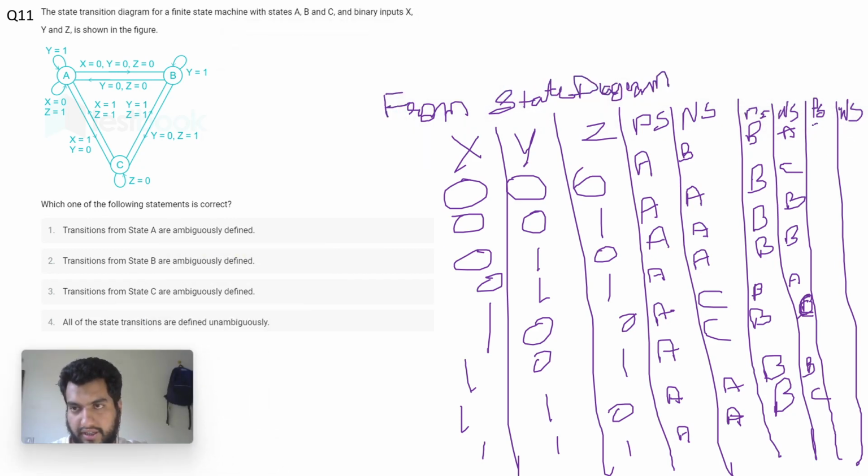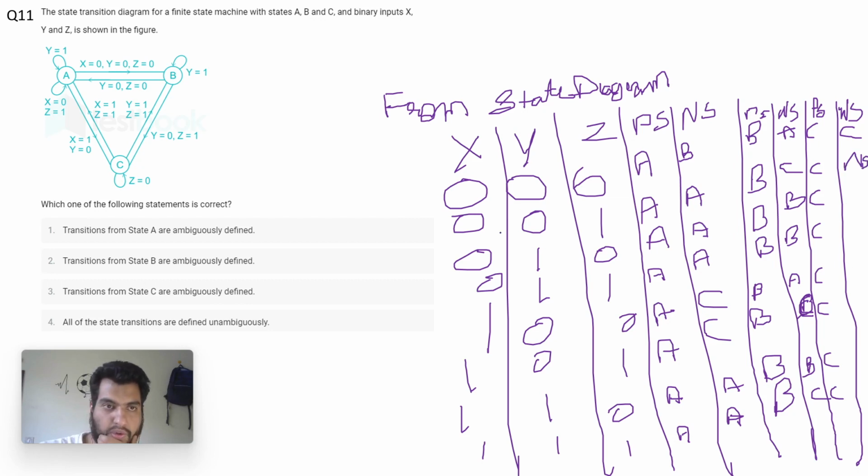Now let's check C. When X equals 0, Y equals 0 and Z equals 0, it will just remain at C based on this condition. Z equals 0, I'll just remain at C. When X equals 0, Y equals 0 and Z equals 1. So here I have the condition Y equals 1, Z equals 1. So Y needs to be 1. So here I have the condition X equals 1, Z equals 1, and here I have Z equals 0. So this is not specified.